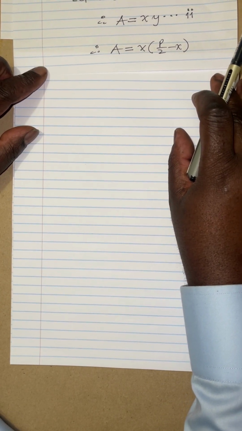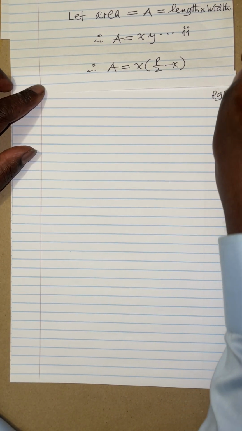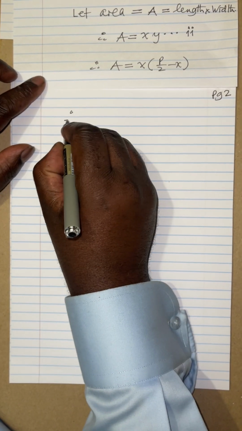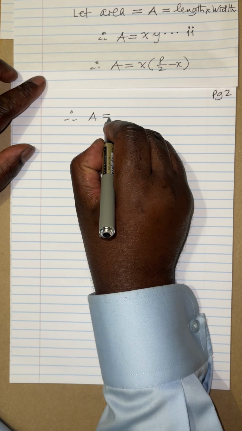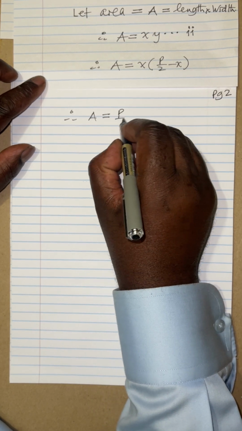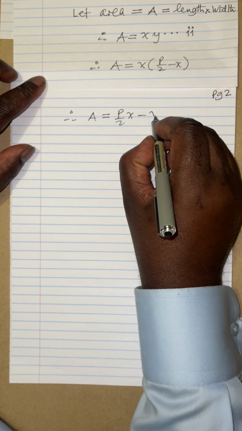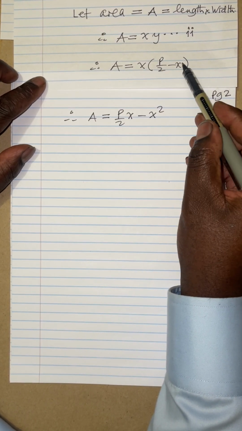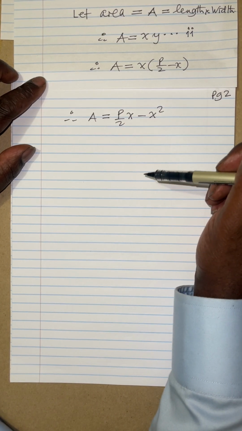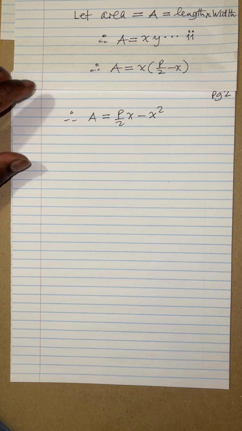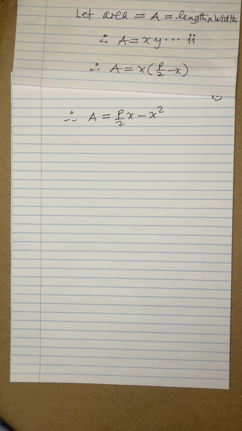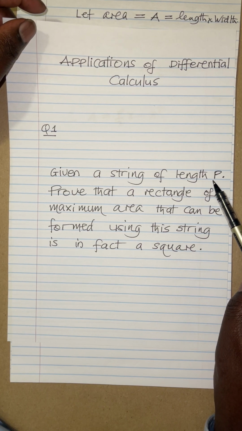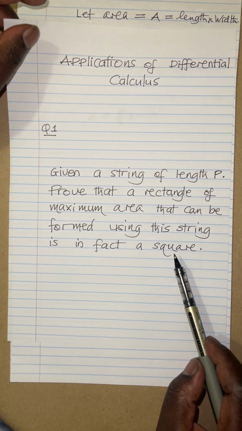Let me move down a bit. Right. So basically we are saying that therefore our A is going to be equal to p over 2 x minus x squared. When you multiply x by p over 2, it's going to be p over 2 x. Multiply x by minus x, you get minus x squared. We must prove that a rectangle of maximum area that can be formed from a string of length p is in fact a square.